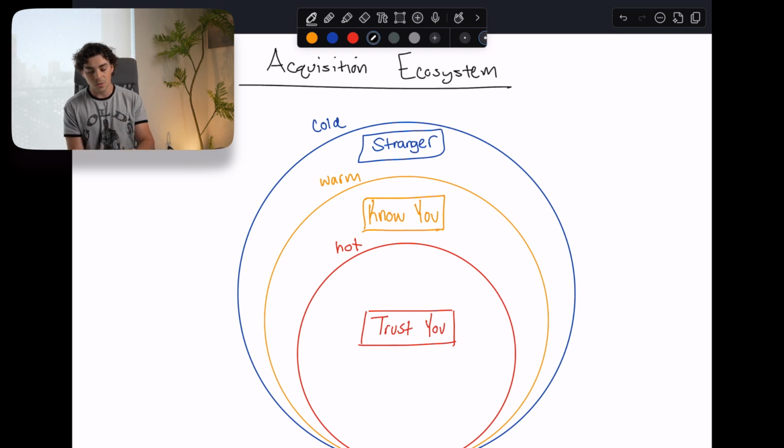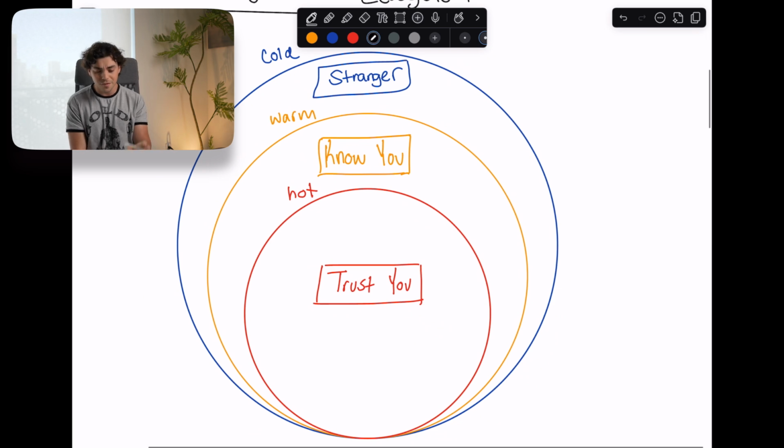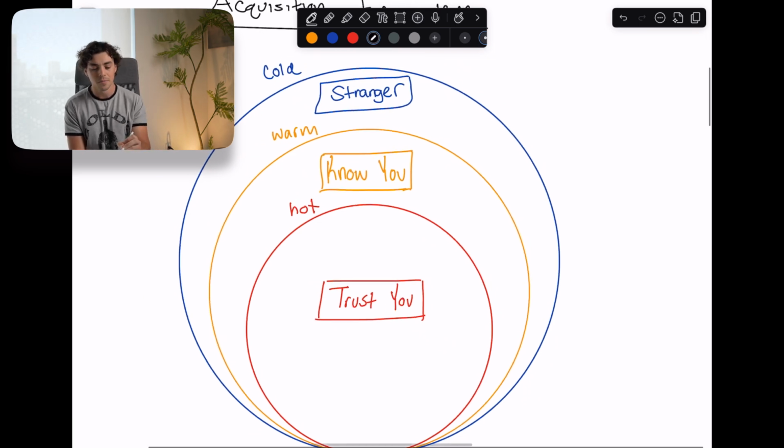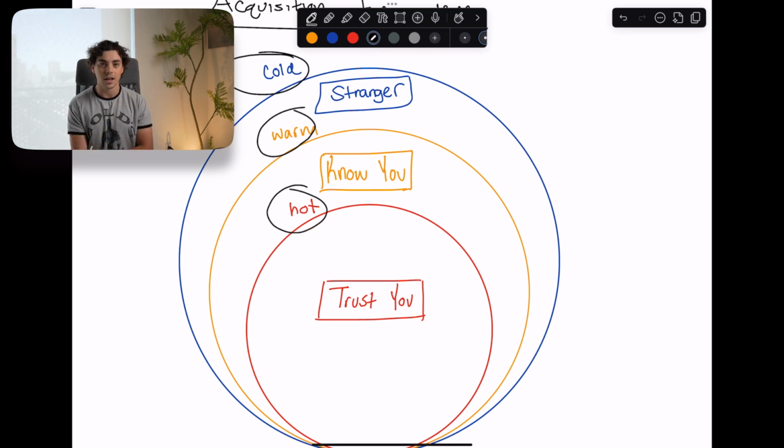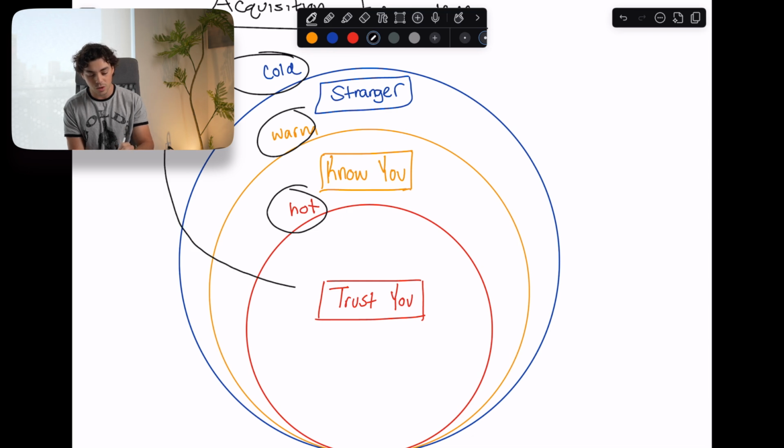So this is kind of what it looks like. It's a 3-layer system and it's very, very simple, right? The top layer is the cold. The middle layer is the warm, and the bottom layer is the hot. And this is the same process your clients go through. They go from cold to warm to hot before they actually buy. A lot of people don't understand this correctly, and they try to take a cold stranger and get them to trust you and become a client, and it doesn't work that way.